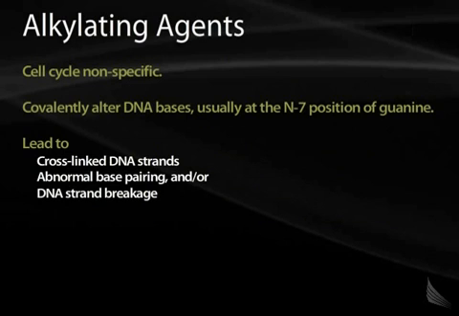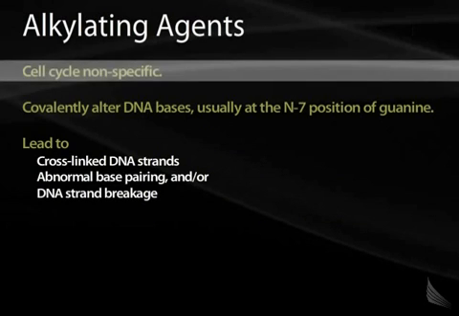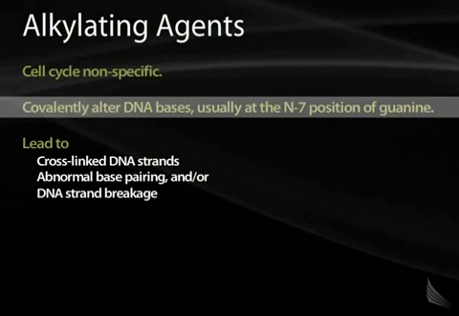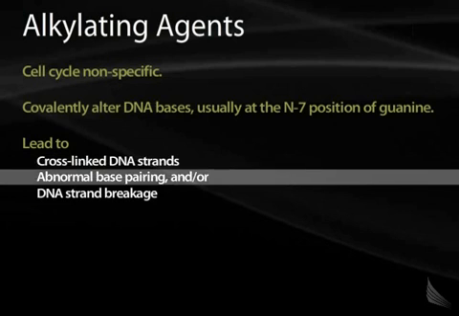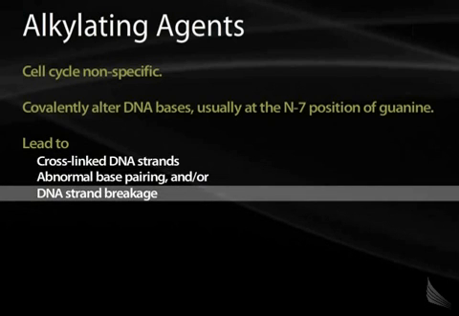The next category of medications that we'll talk about are the alkylating agents. These agents are cell cycle nonspecific. They're able to covalently alter DNA bases, usually at the N7 position of the guanine nucleotide. These agents can cause cross-linking of DNA strands, abnormal base pairing, and DNA breakage.